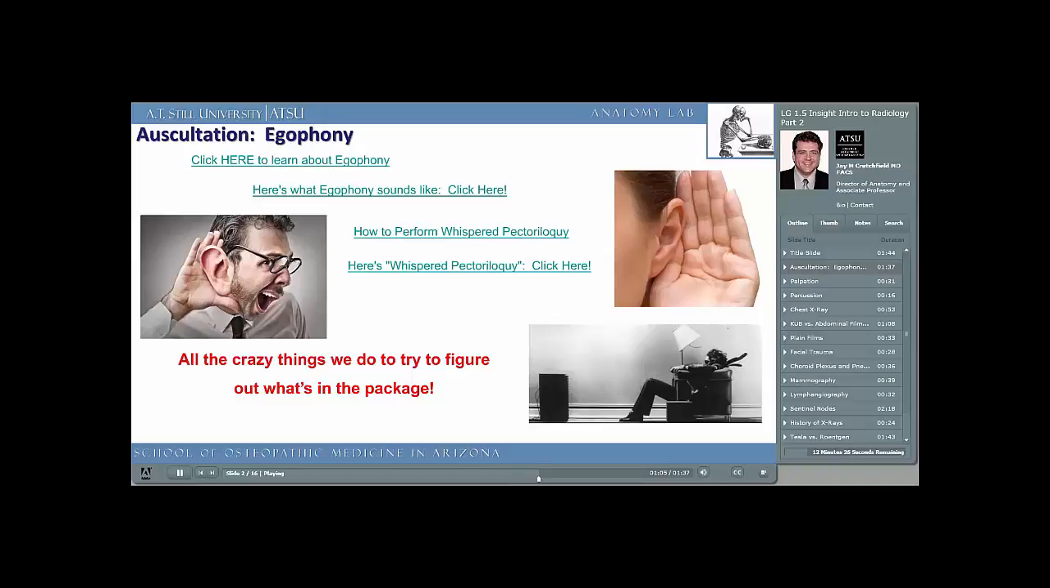Some of these are ingenious. Remember, some of them also sound silly to us today, but you will not always be practicing where you'll have the most modern technology and radiological interventions. You may someday need egophony or whispered pectoriloquy. Thankfully, in 20 years of my surgical practice, I never needed any of these techniques, even in rural Arizona. But you might be in a place that is far from rural Arizona, and these techniques might come in handy.